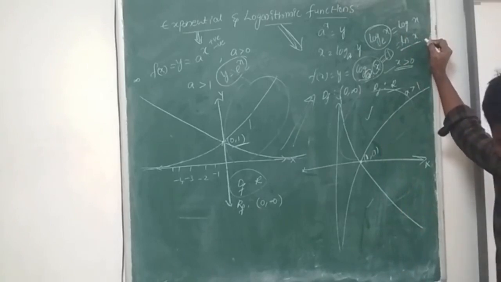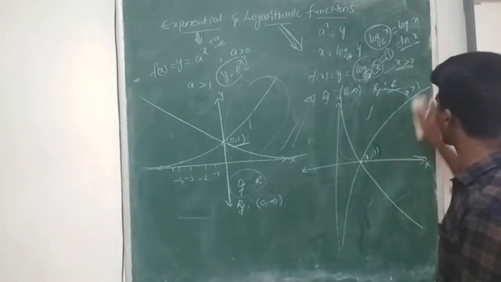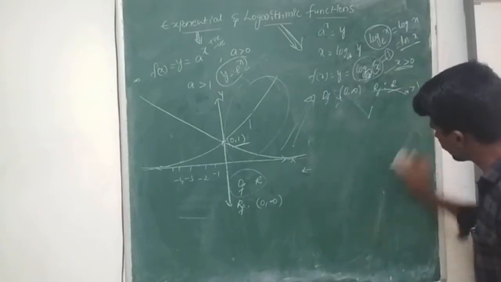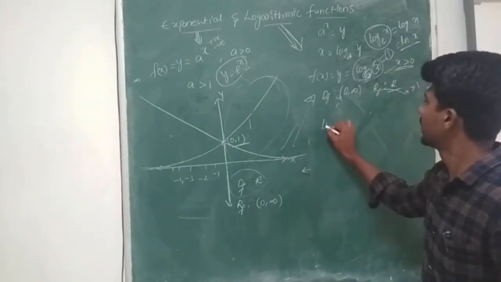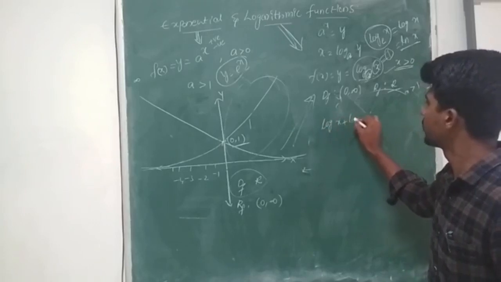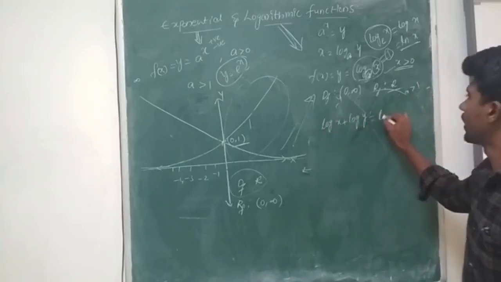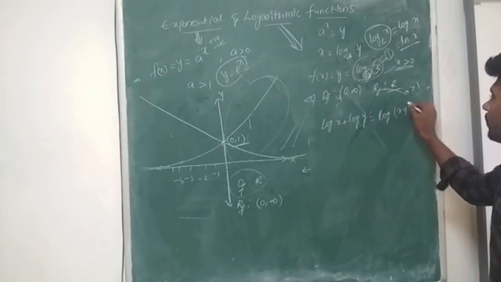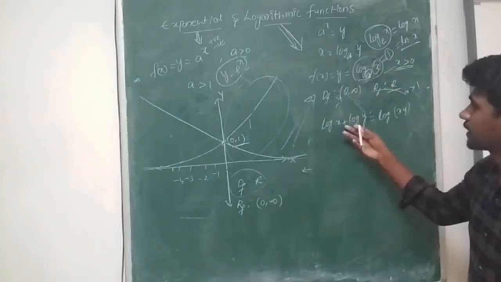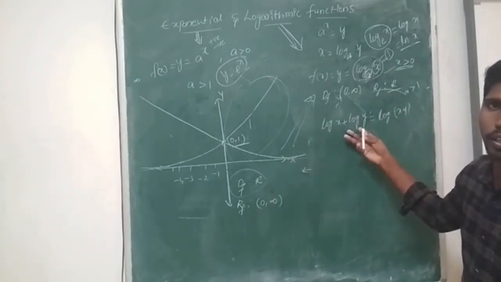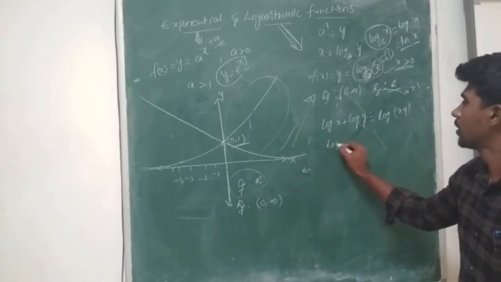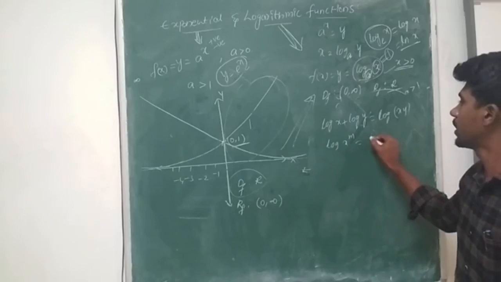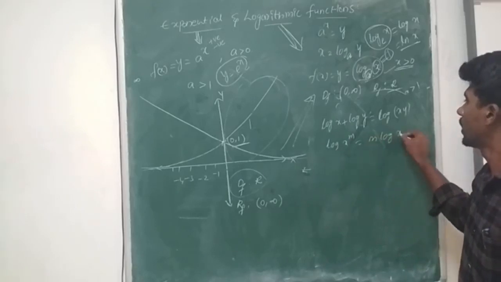In logarithmic functions, here also we have properties, which are nothing but what we have learned in previous classes. So we learned that log x plus log y equals log of xy. Log x minus log y equals log of x by y. Next, log x power m is equal to m into log x.